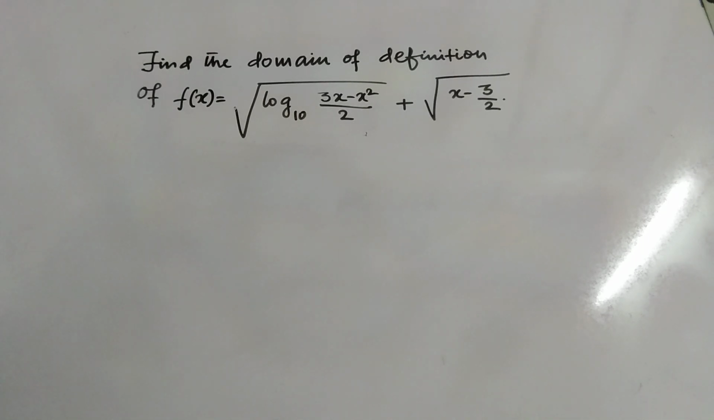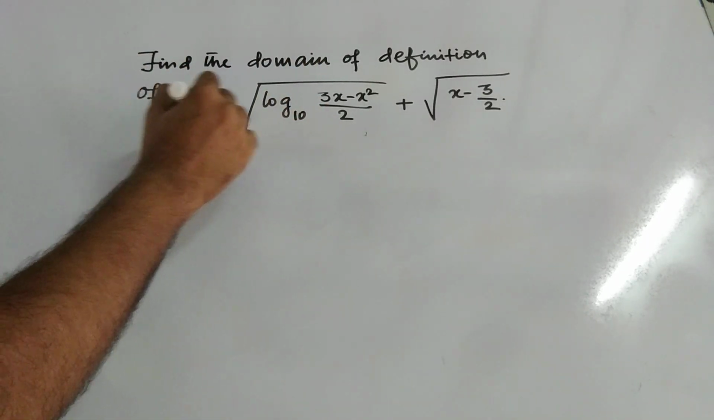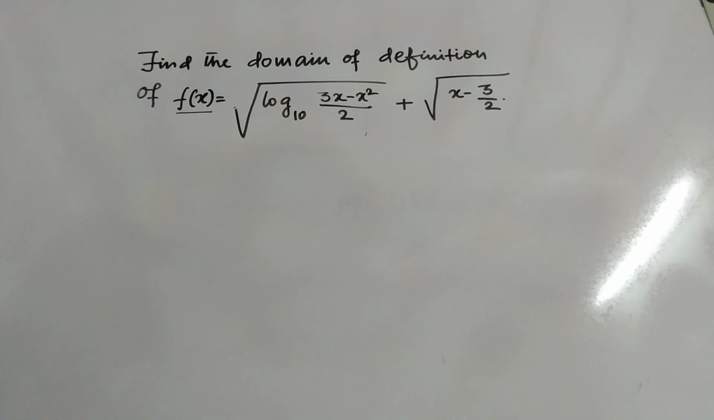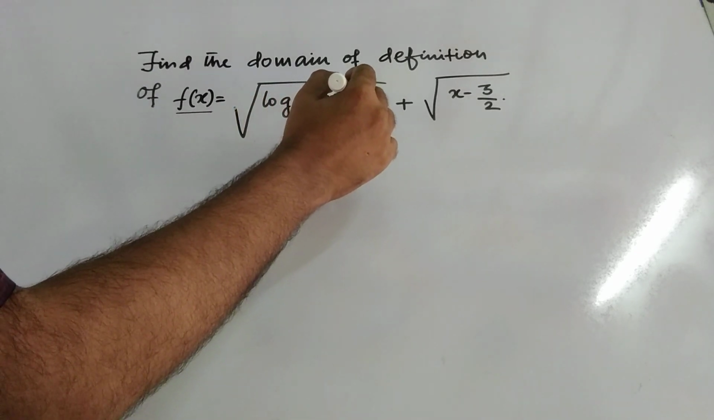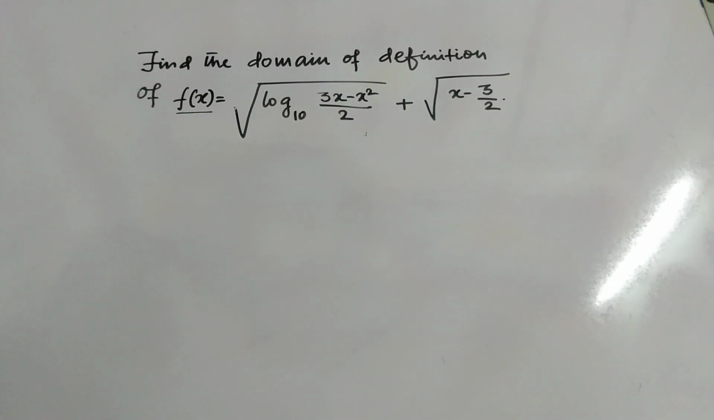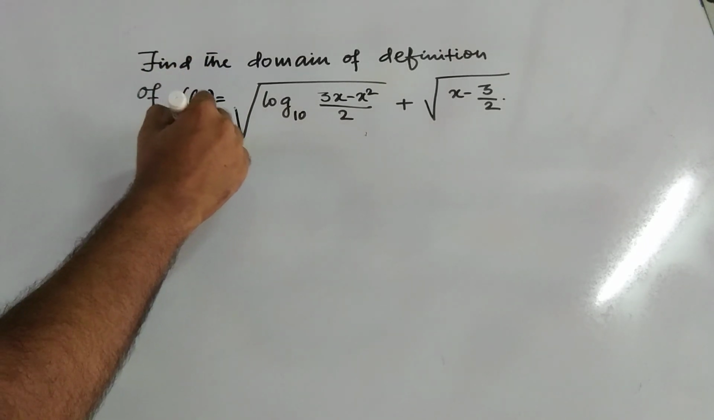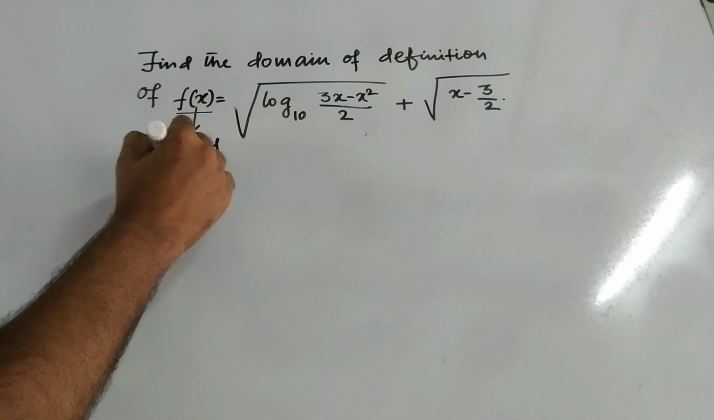Hi everyone, today we are going to discuss a problem of calculus. What is that? We have to find the domain of definition of this function f(x) = √(log₁₀((3x − x²)/2)) + √(x − 3/2). Since x is a real variable, f(x) is also real.